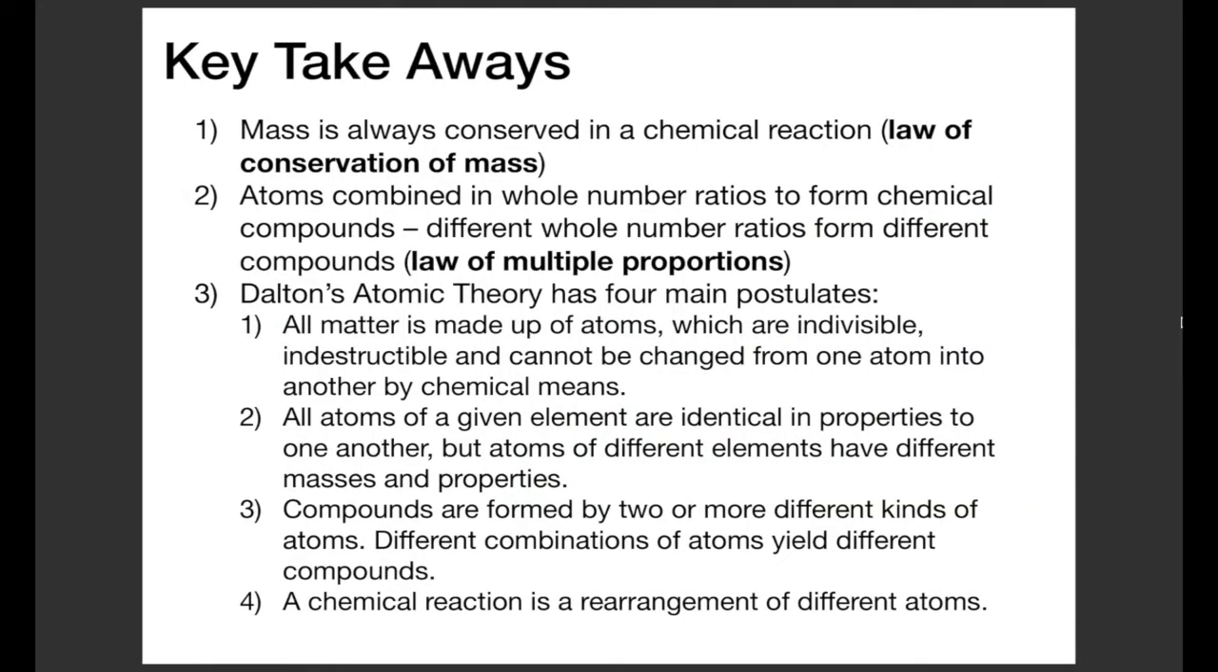In summary, our key takeaways are: mass is always conserved in a chemical reaction, atoms combine in whole number ratios to form chemical compounds, and Dalton's atomic theory states that all matter is made up of atoms, all atoms of a given element are identical in properties to one another, compounds are formed by combinations of two or more different kinds of atoms, with different combinations yielding different compounds, and a chemical reaction is a rearrangement of different atoms.